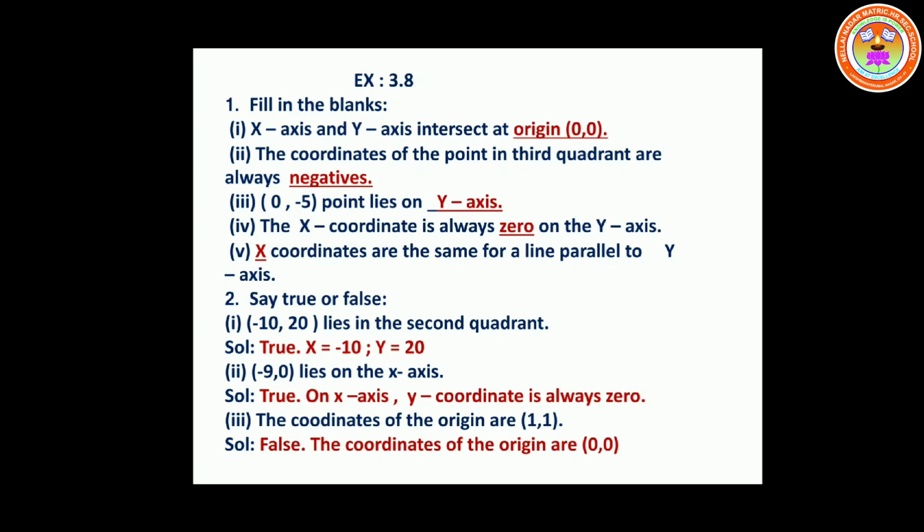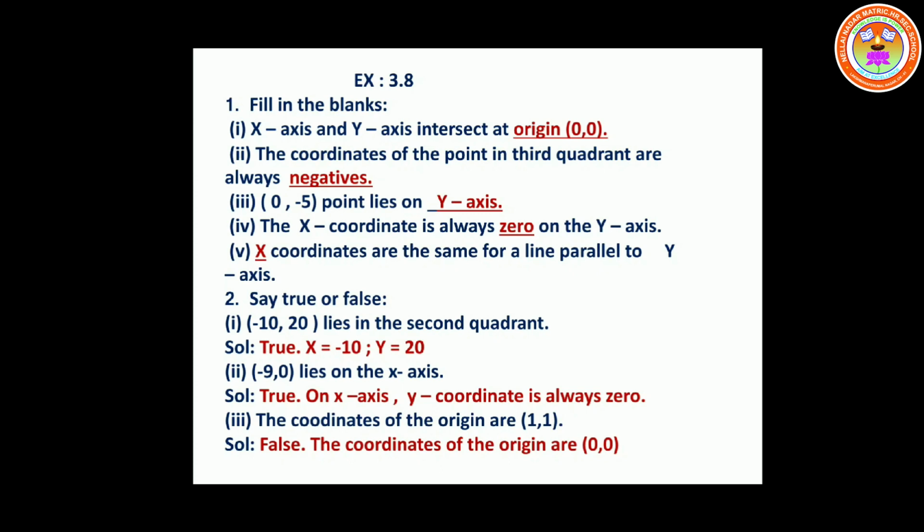Next, -9, 0 lies on the x-axis. Okay, so this point is lying on the x-axis. So that means my y coordinate should be 0. Yes. So let me check whether the point y is 0. Yes. X is -9 and what happens to y? It is 0. So therefore it is true. The y coordinate is 0 on the x-axis.